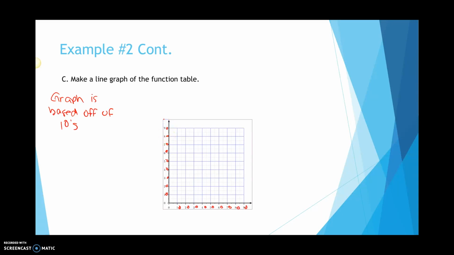So remember with our graphs, we need to label them because that's important. The title of my graph is going to be underwater pressure. My x-axis, my domain, my input is my depth, which is in feet. My output is my y, and that is representing the pressure in PSI.